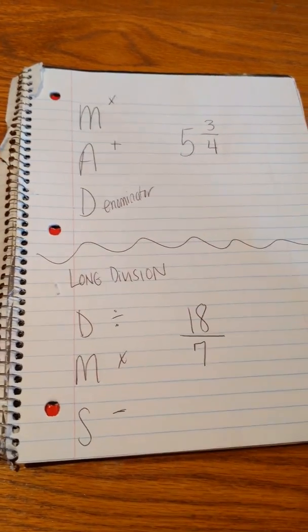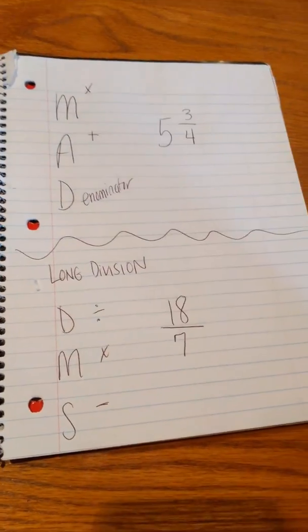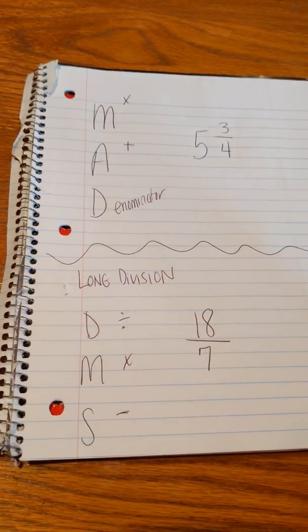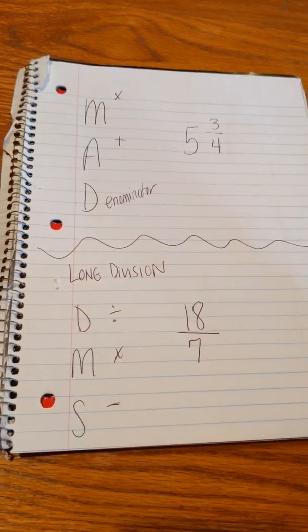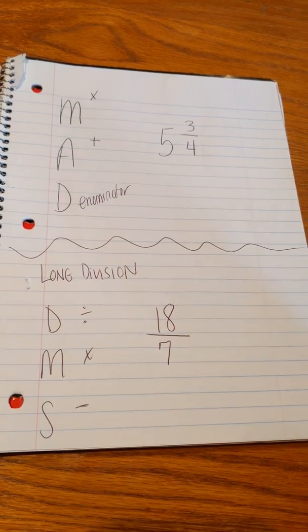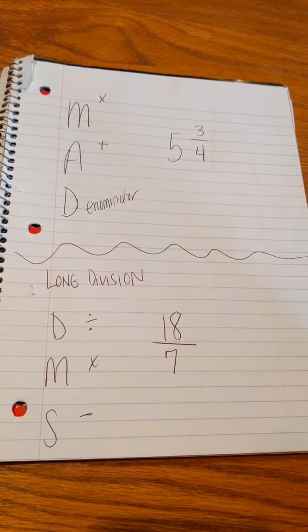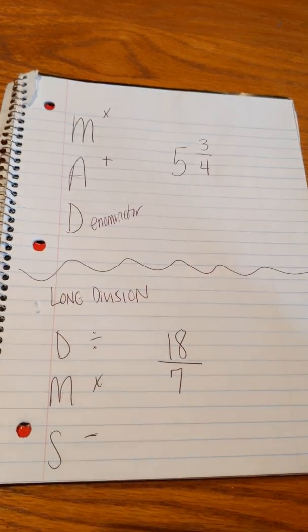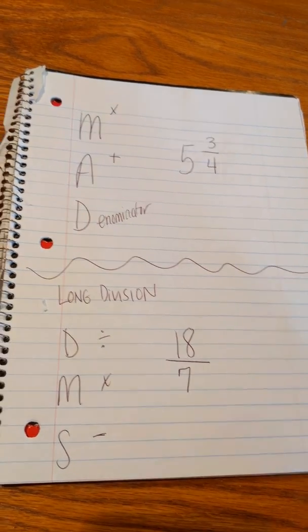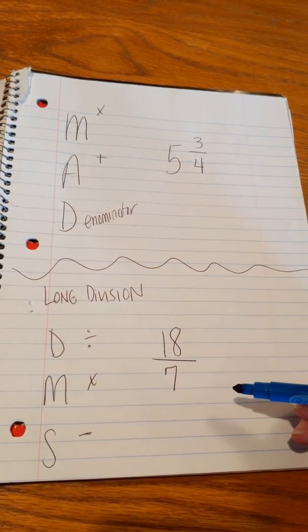Welcome back, fourth graders. As always, we're going to make sure that you have pencil and paper ready to get some practice in. So we're going to practice changing mixed numbers to improper fractions using that MAD strategy. And then also we're going to practice changing those improper fractions to their appropriate mixed numbers.